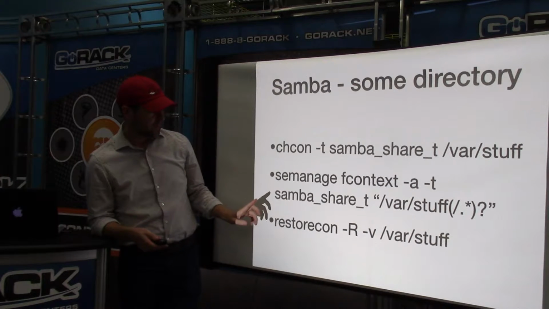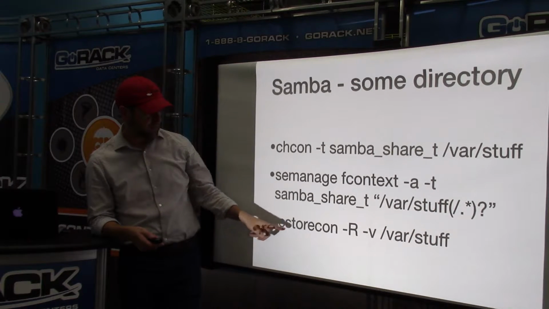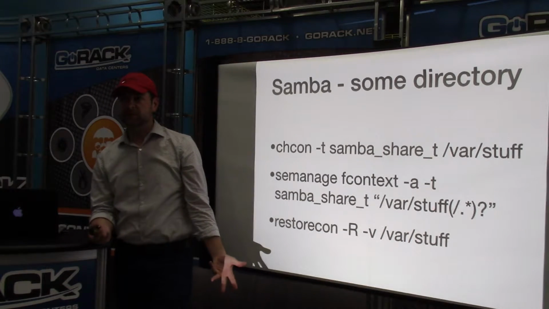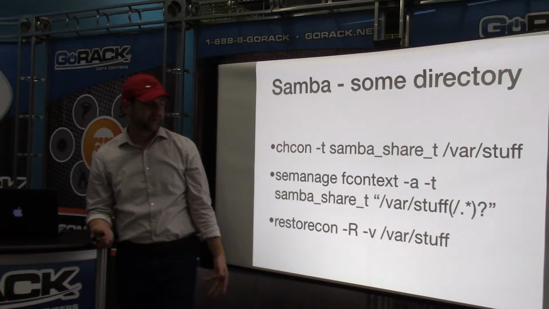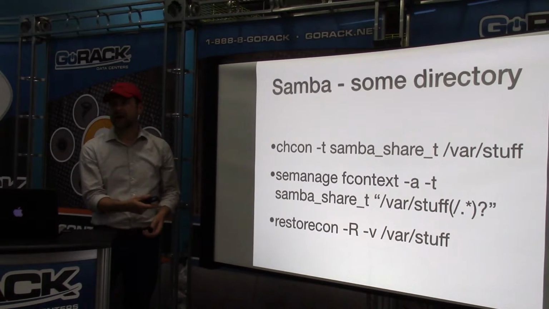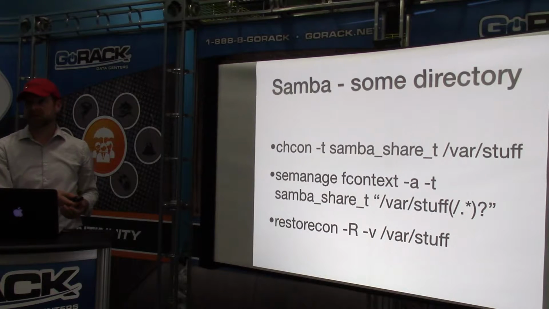And then you always want to run restorecon -Rv. The v is just on purpose, because you really want to know any feedback from it. And then that one can just be /var/stuff. And you should get some feedback if it changed. You won't if it's already set.